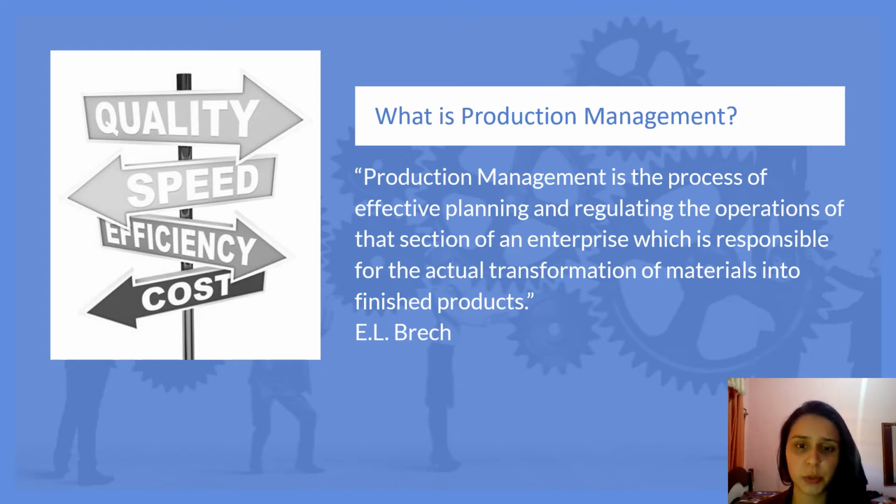Production management, as shown in this board, is the process of effective planning for the transformation of raw materials into finished products, or finished goods. This transformation involves quality, speed, efficiency, and cost. And these words and other words about production management affect the customers. And as you know, the customer is the target, the goal of the company. Okay?